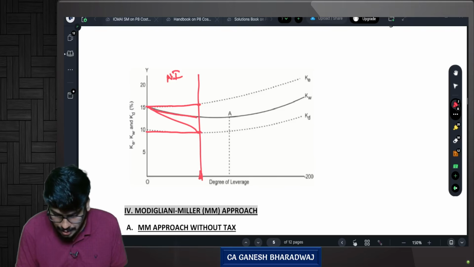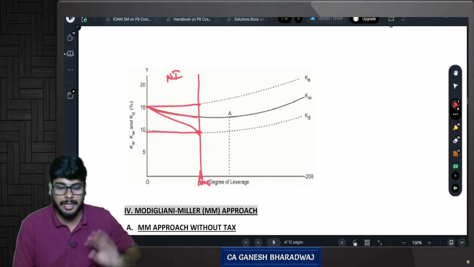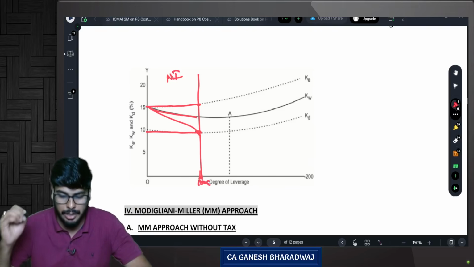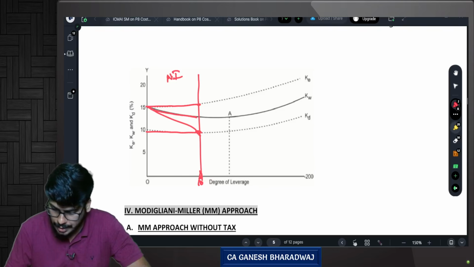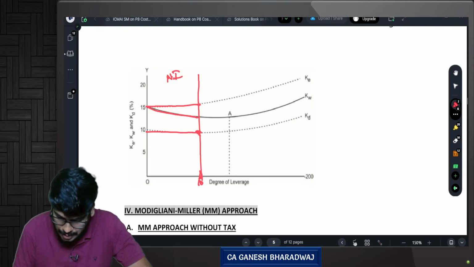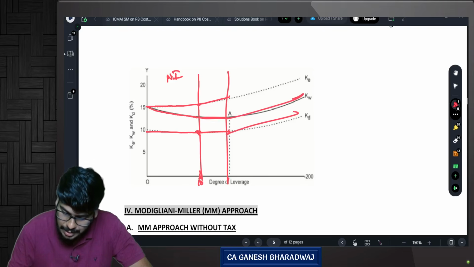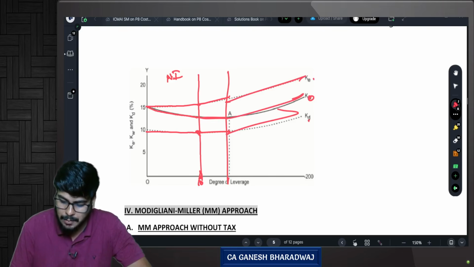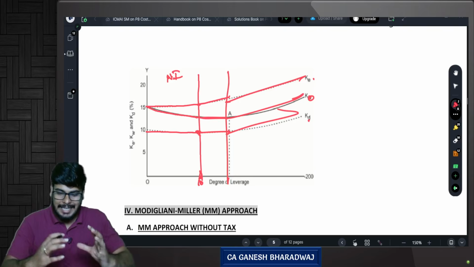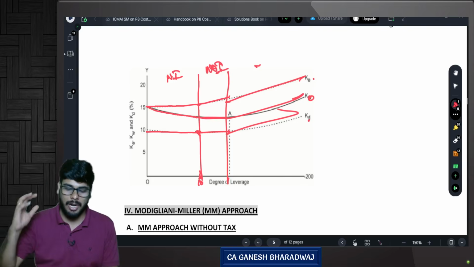It will not go till this. Why? Because if you want your KO to be equal to KD, then this should be 100%. They are saying no, it will not even reach 100%. So it goes only to some extent. Then beyond this point, what happens? KO remains constant, KD also remains constant, but now KE alone increases. And beyond the point, everything starts to increase: KE, KD as well as KO. This is a three-stage approach, and that is what is called the traditional model.